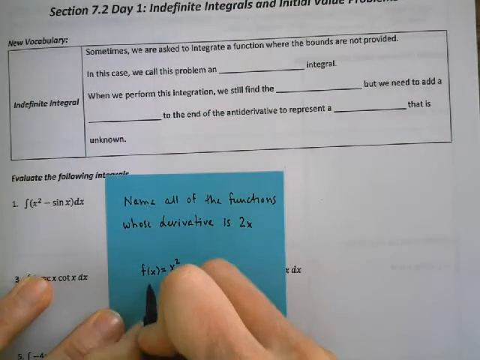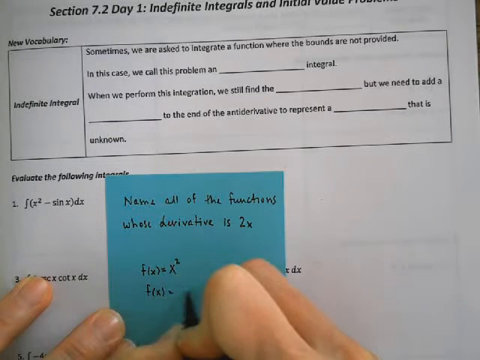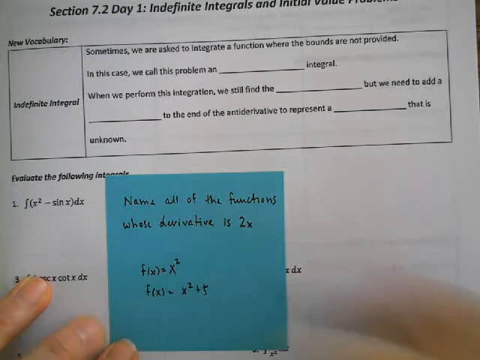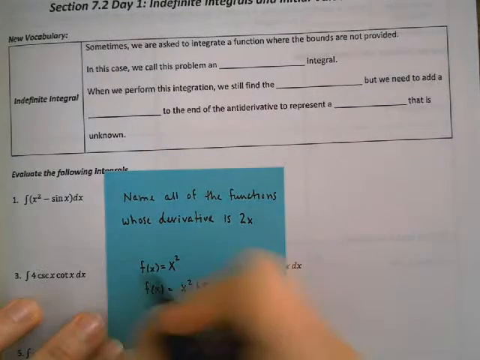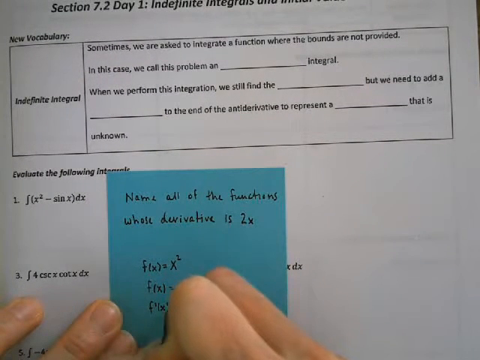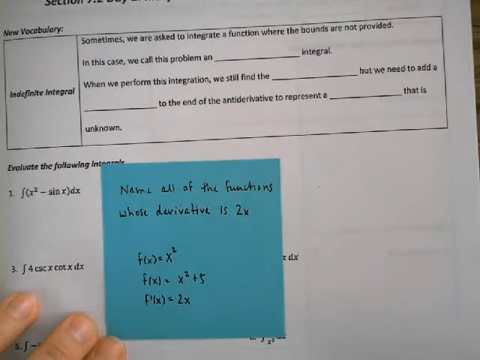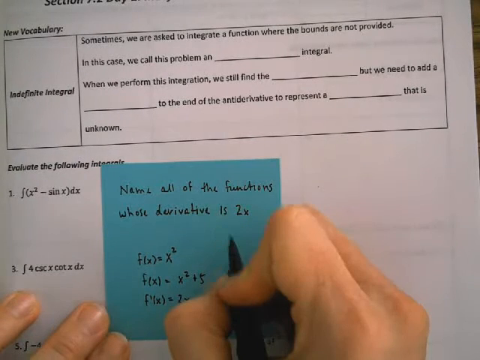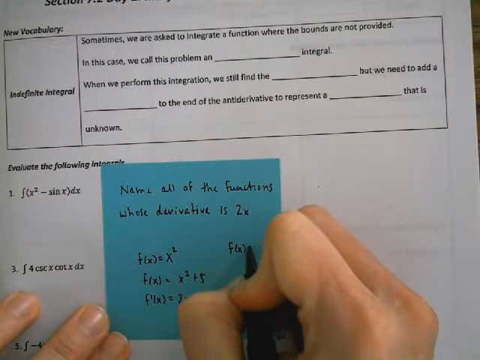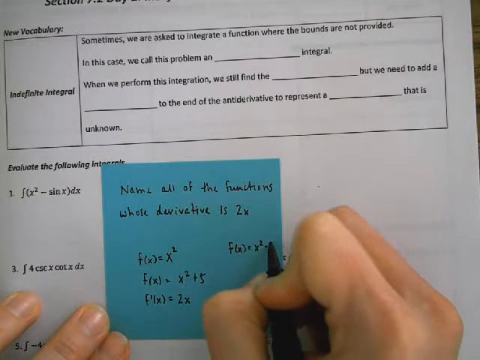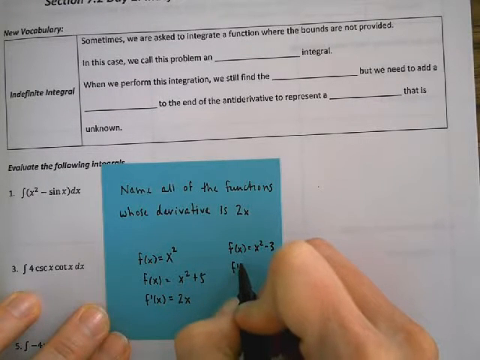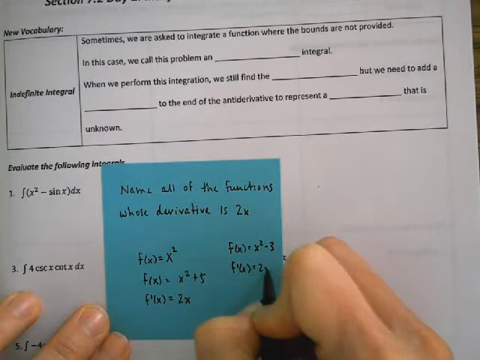But now I want us to think, what about the function f of x equals x squared plus 5? If I were to differentiate that function, my first term is 2x, and because I have a constant here, that would go to 0. So its derivative is also 2x. And from there, we could go on and on. I could come up with the function x squared minus 3. Its derivative is also going to be 2x.